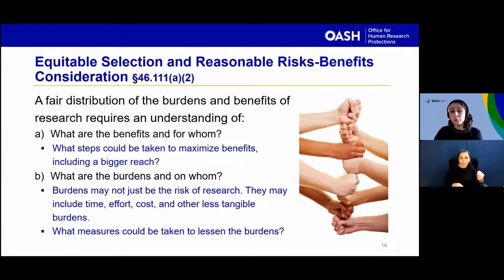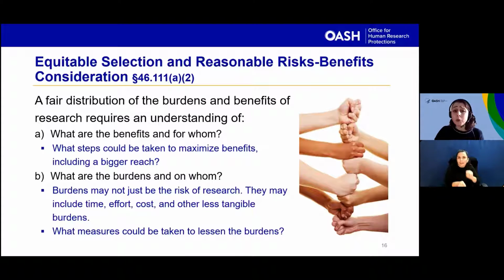Likewise, when we talk about the burdens and look at research burdens from the perspective of equitable selection of subjects, we can see that burdens such as the time, the effort, the cost of research participation may undermine inclusion efforts because some populations, including those who may be otherwise economically or educationally disadvantaged, may not be able to accept or accommodate these burdens for the sake of the research that you're proposing to do.